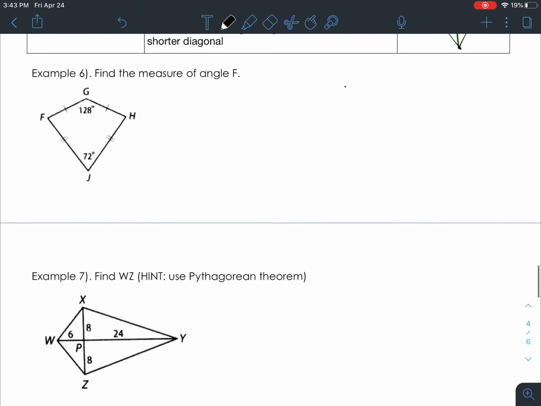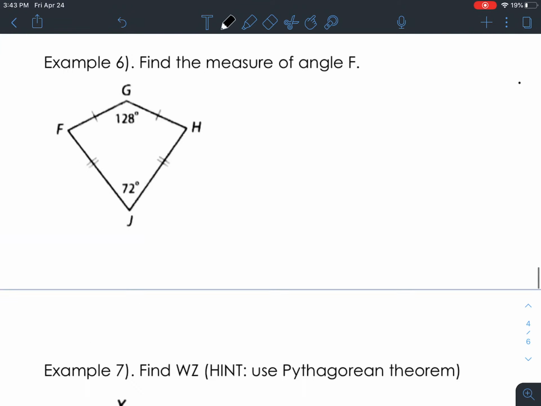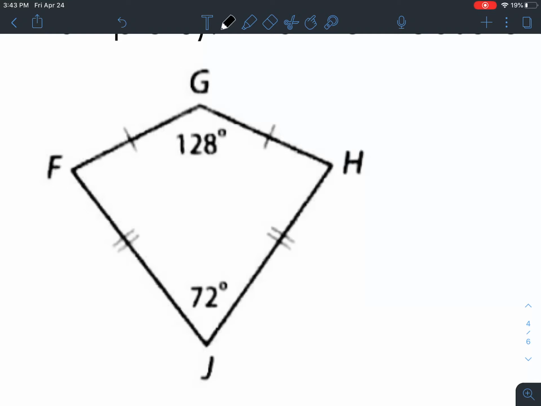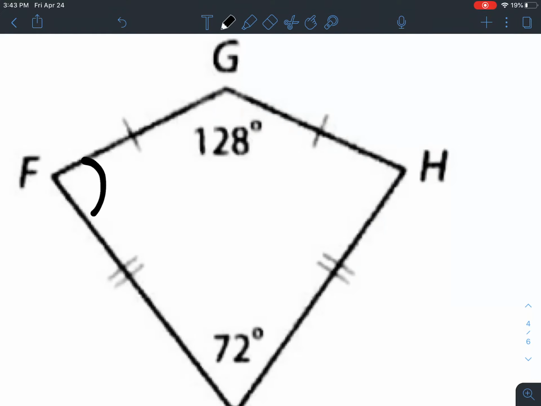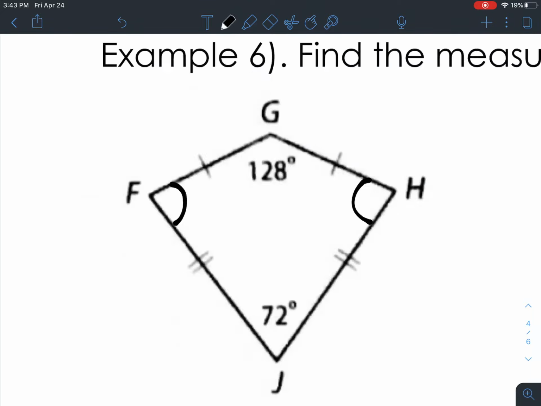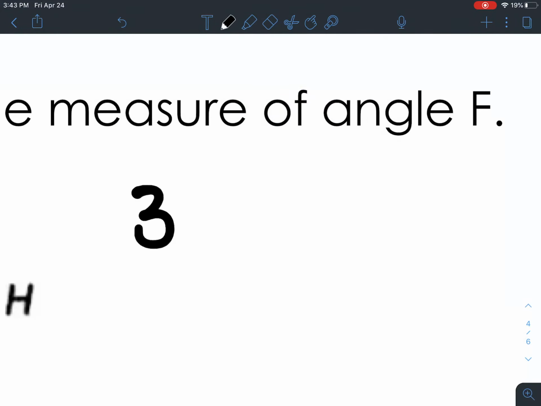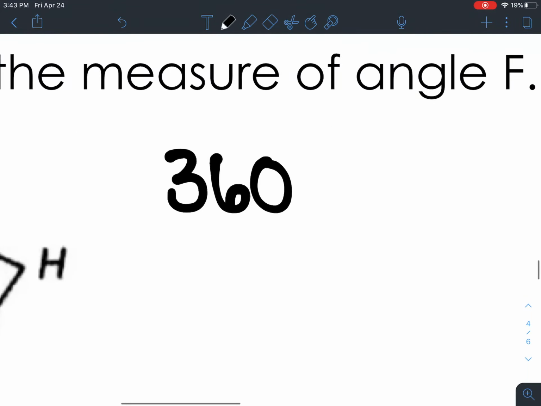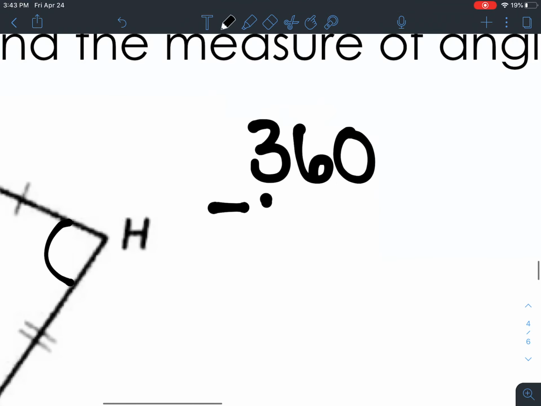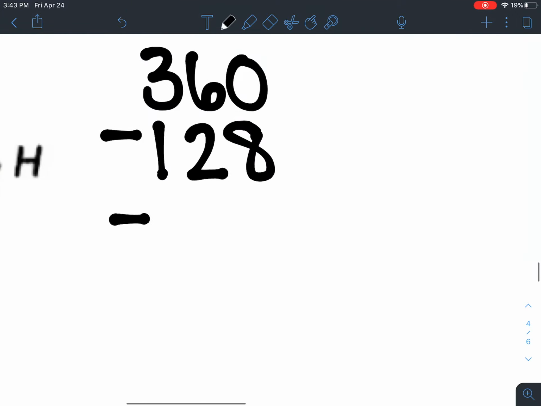So if we go to example 6, it says find the measure of angle F. So here's what we know, okay? The two angles that are shown are not going to be congruent, and we know that we have to have at least one set of opposite angles congruent, which means that angle F has to be congruent to angle H. So to do this, I would take 360 because it's a quadrilateral, and I would subtract 128, and I would subtract 72.